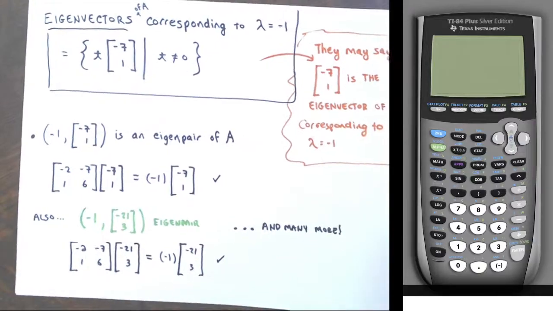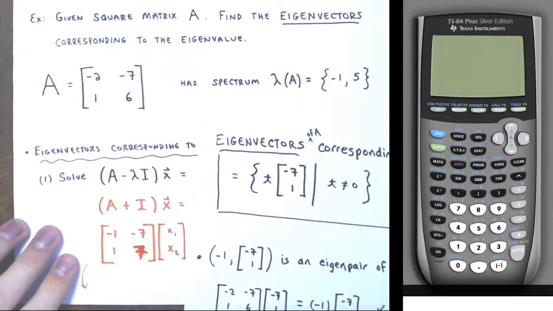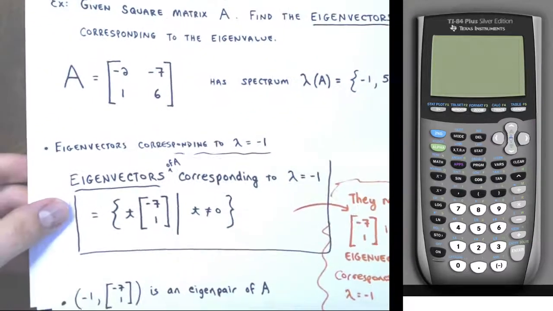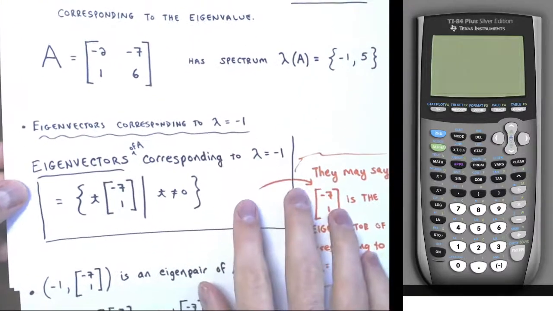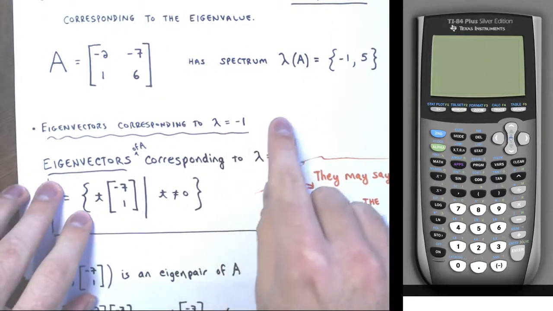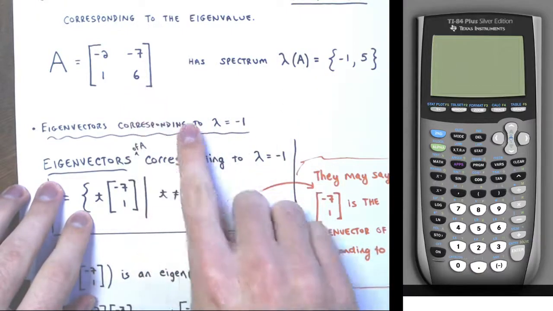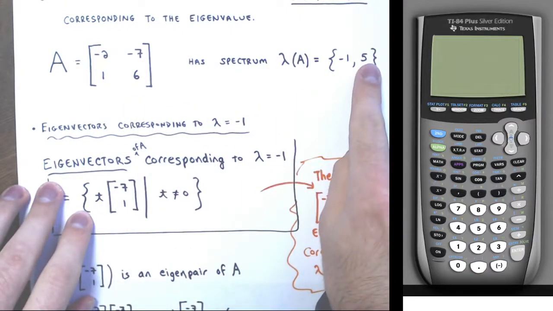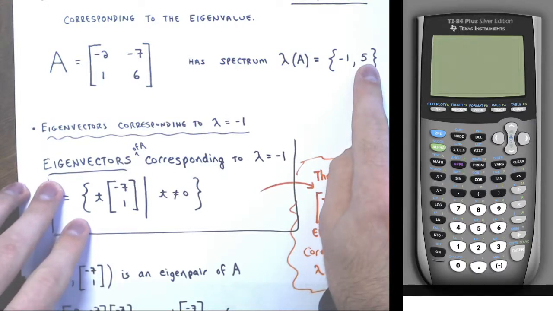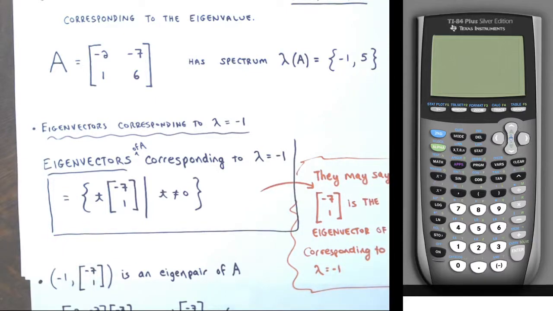Okay, so that was for -1. I'm going to do the next one a little faster, because notice that -1 wasn't the only eigenvalue of A, so is 5. Let's do the same thing. I'm going to find the eigenspace of 5, and also the eigenvectors corresponding to 5, which is, again, just the eigenspace without the 0 vector. Just get rid of the 0 vector, and then you have your eigenvectors.